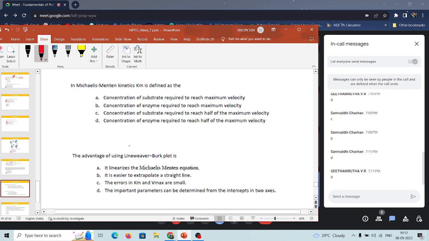Okay, the next one. In Michaelis-Menten kinetics, Km is defined as. This is an easy question. You all can answer it. What is Km? Everyone should answer this. This is a direct question. So how do you define Km? I have got one answer. That is C. Anyone else giving me a different answer?